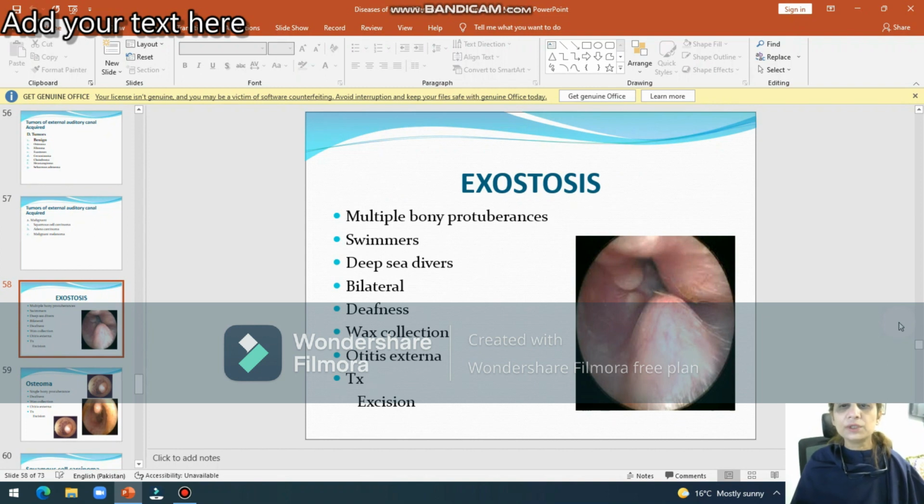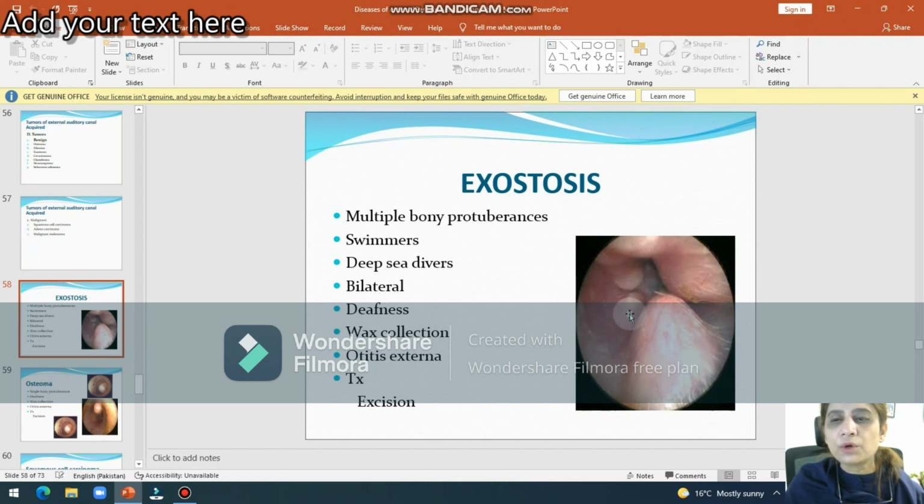So exostoses are multiple bony protuberances seen in the external auditory canal. The patient has been in cold water, or there is a prolonged history of entry of cold water in the external auditory canal, usually seen in deep sea divers. It is bilateral, and because of this projection, if they narrow the external auditory canal, there will be deafness. Wax can get impacted in this narrow external auditory canal.